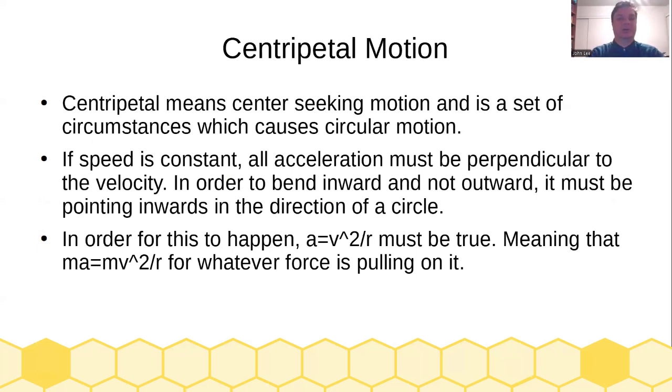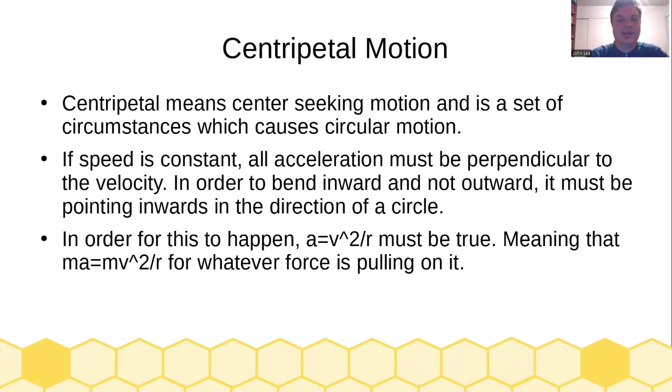Centripetal motion is circular motion, and centripetal means center-seeking motion and is a set of circumstances which causes circular motion. If speed is constant, all acceleration must be perpendicular to the velocity. In order to bend inward and not outward, it must be pointing inwards in the direction of a circle. In order for this to happen, a equals v squared over r must be true, meaning that ma is equal to mv squared over r for whatever force is pulling on it.